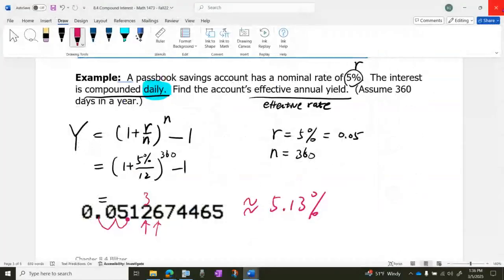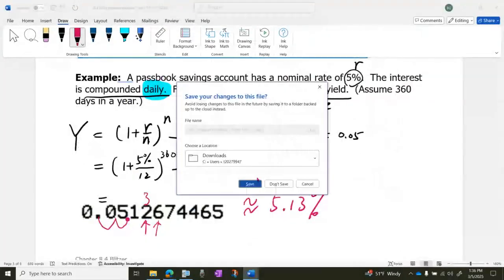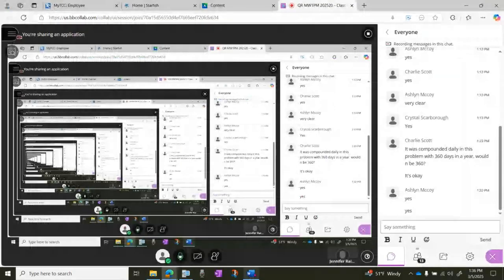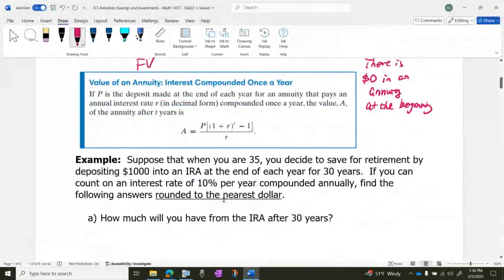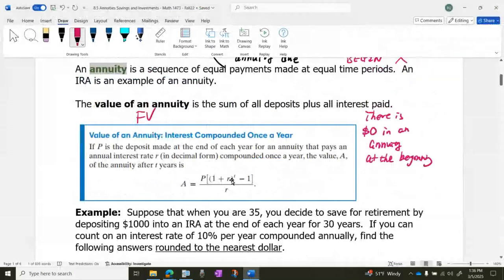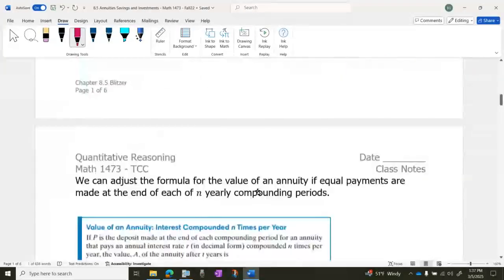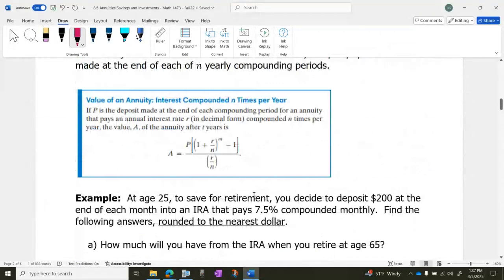And let's see examples. This is the formula to calculate the value of an annuity if the interest is compounded annually. And the formula that is used to calculate the value of an annuity if the interest is compounded n times a year is this one.